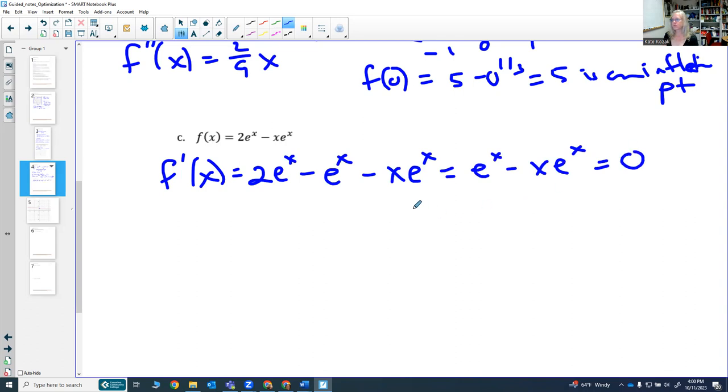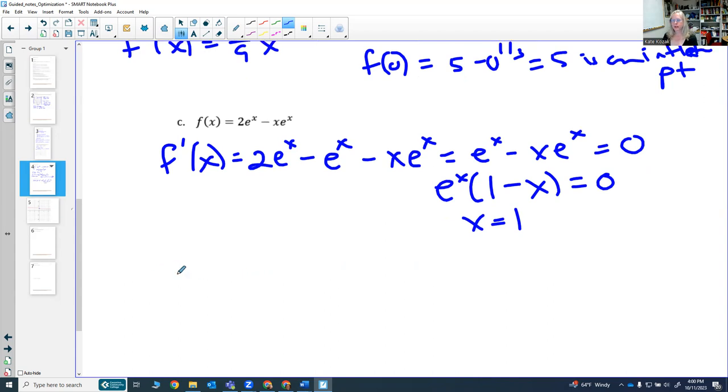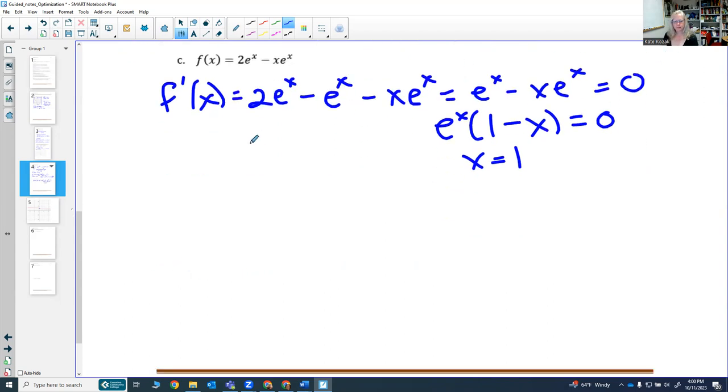Set that equal to zero, factor e to the x out, you get one minus x is equal to zero. So x equals one. So the critical point is one. Using the first derivative test, drawing your number line.